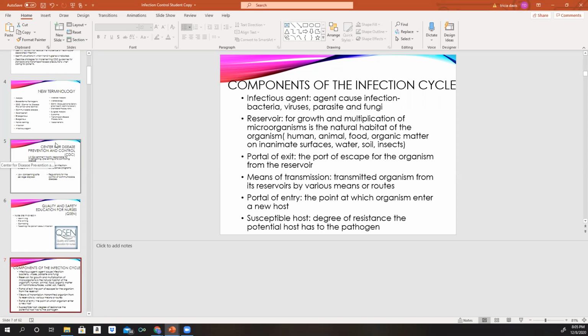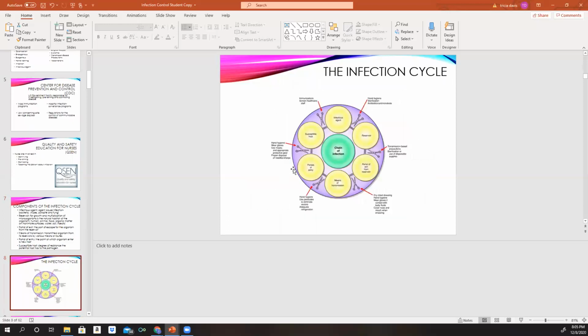can all be reservoirs. Then you have the portal of exit, which is simply that, the port of escape for the microorganism from the reservoir. You have the means of transmission, which is how the organism gets from its reservoir by various means or routes. You have the portal of entry, the point at which the organism enters a new host, and then you have a susceptible host, which is simply the degree of resistance that the potential host has to the pathogen. So this is your infection cycle.